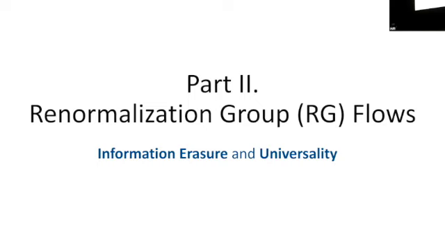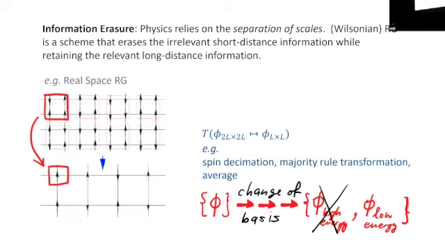So what's RG flow? Not all of you are physicists. If you want to skip this part, I'd like you to remember two features from RG flow. One is information erasure of the irrelevant degrees of freedom, and the second one is universality. Now, an explanation about the first thing.